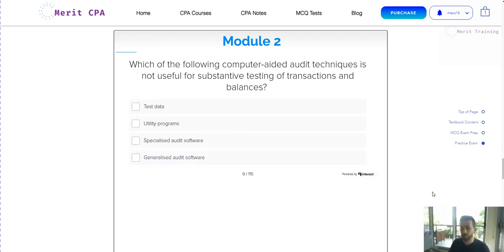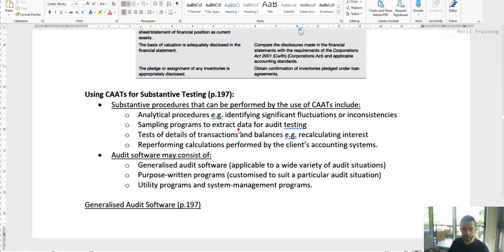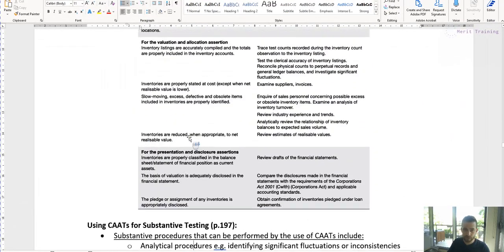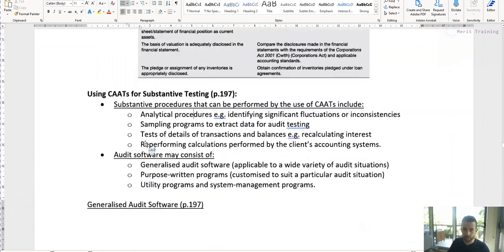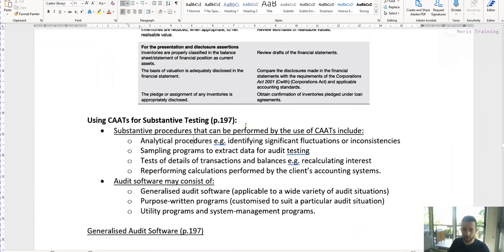You could also do a Control F of certain keywords. For example, utility program, looking for the more specific wording. We can hopefully find a match based on that. So if we do that in our notes, let's see what comes up. So it's going to take us to this page here, which is using CATs for substantive testing, which is relevant, so computer programs for substantive testing.